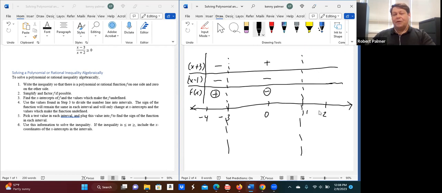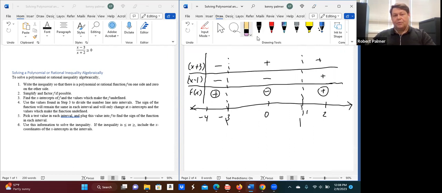Okay. Then over here, let's take a look. So we plug 2 in for x. We have 2 plus 3, which is +5, which is positive. Plug 2 into this factor, 2 minus 1 would be +1. That would also be positive. So a positive times a positive is positive. So this shows us then what the sign of our function is in each of these intervals.